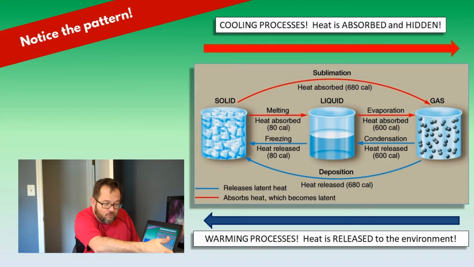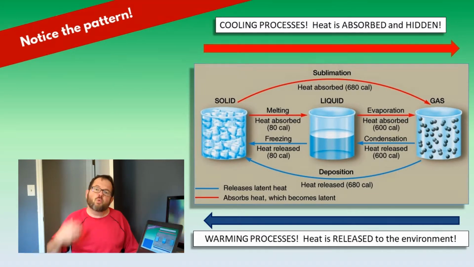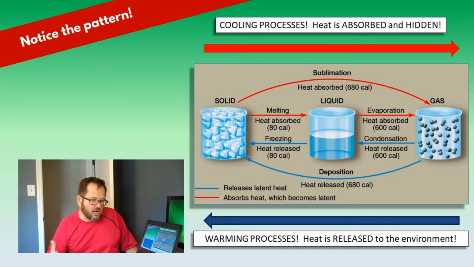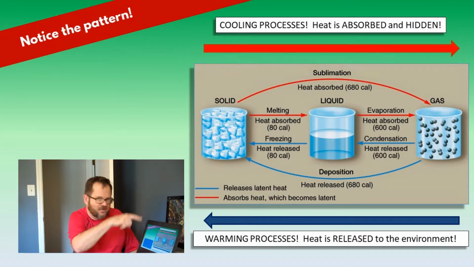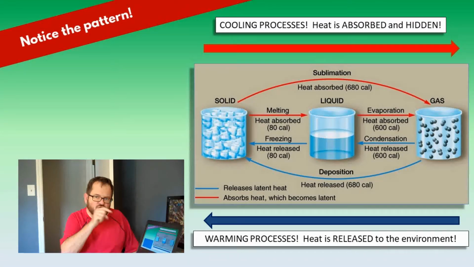And all the processes that go from right to left on this diagram, like the blue arrow on there, are warming processes. They are releasing heat into the environment. I strongly disapprove of the choice of colors that this artist used when they made this slide, but that's another whole story. Alright, once you notice that pattern, though, it becomes much easier to remember which of these transitions is which.